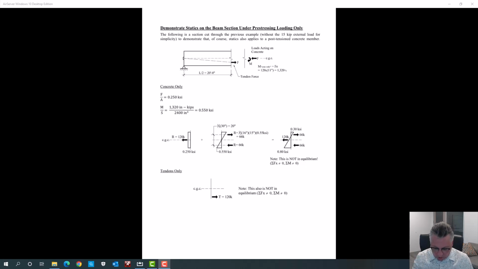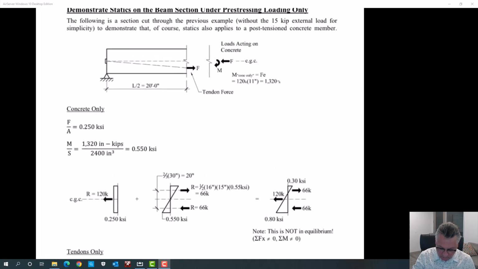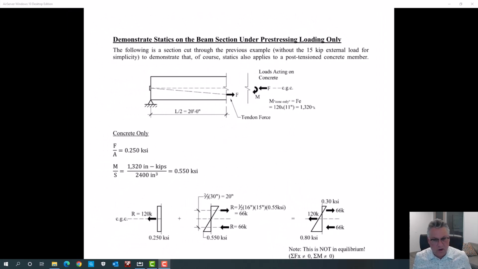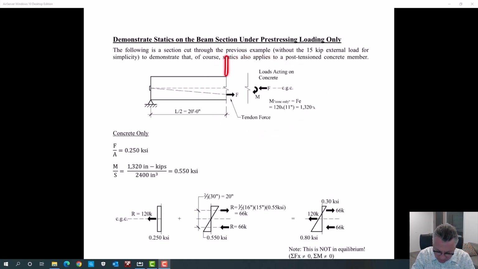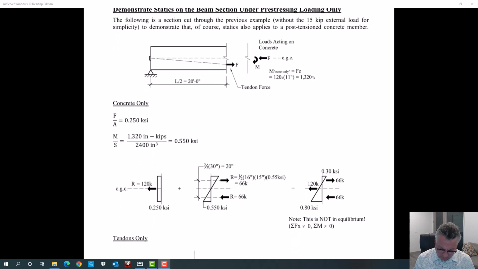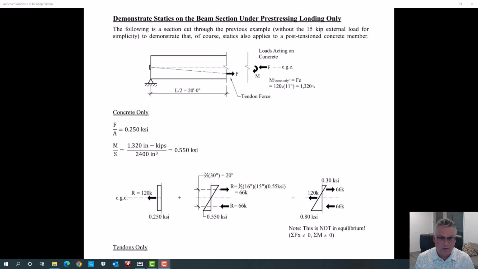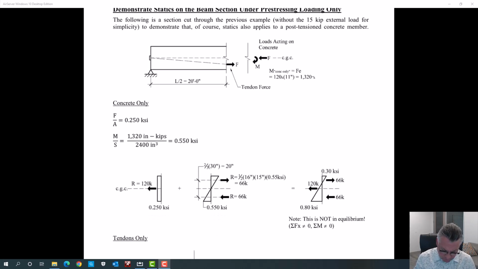Now, I do want to walk through the statics of this because statics are our best friend, and I want to show you this is what we just did minus that 15 kip load. This is missing this. This is just looking at the pre-stressing. So everything we just went through minus that applied load. So we're just talking about the pre-stressing.